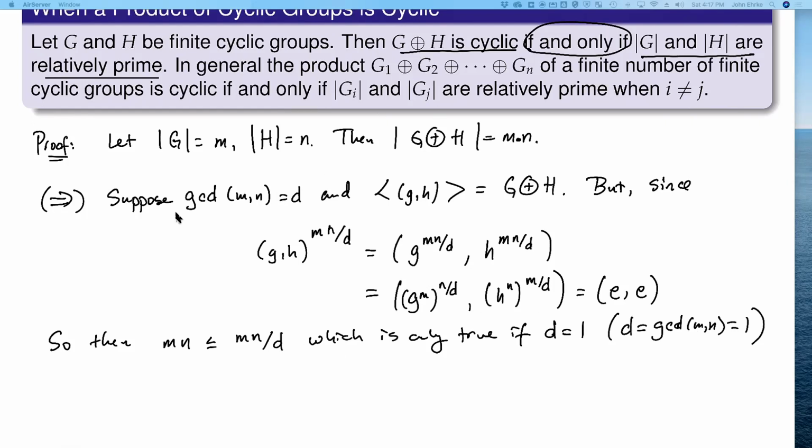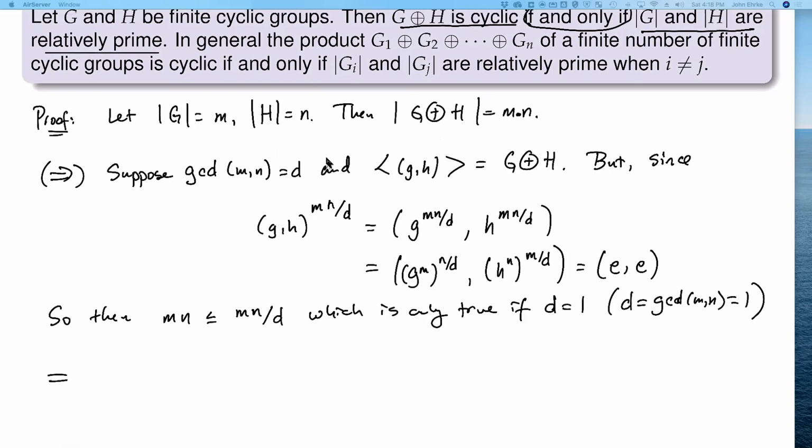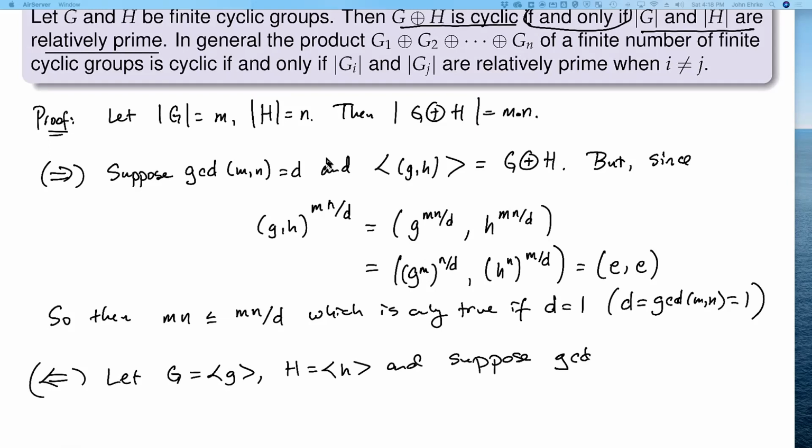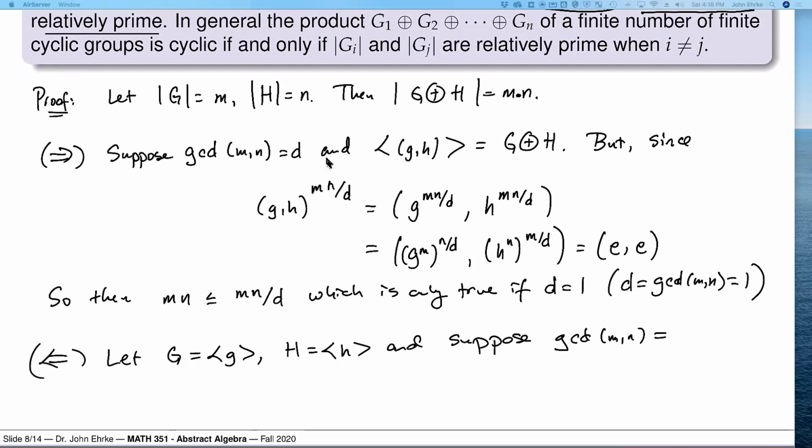So if we assume that the group is cyclic, we can show that M and N, the orders of the two groups, have to be relatively prime. If we want to walk it back the other direction, let G be generated by element G, and let H be generated by element H. Let's suppose, because we're doing the reverse direction, that M and N, the orders here, are relatively prime. We want to show that this implies that the direct product is cyclic.